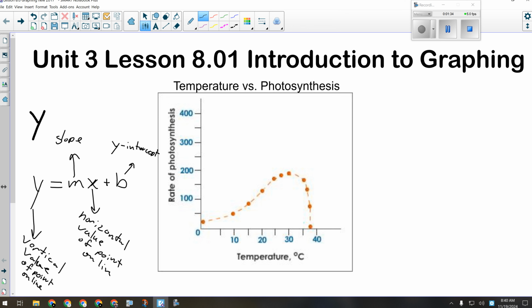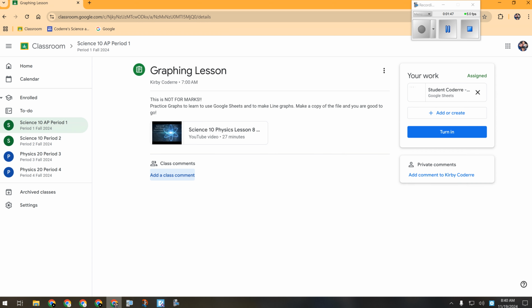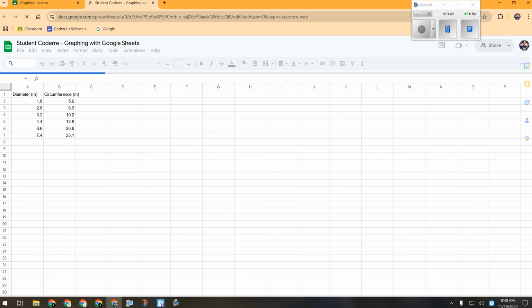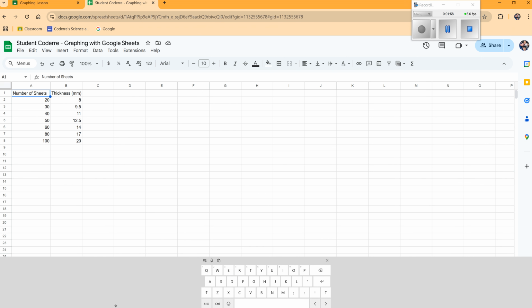Okay, so first thing we want to look at here is if you can find the Google Sheet that is about the book, number of sheets versus thickness. So if you open up your Google Sheet, I can't remember if it's the first sheet or not. It's not. So if you go to the book thickness tab right here, just click on that. That's the first one that we're going to do.